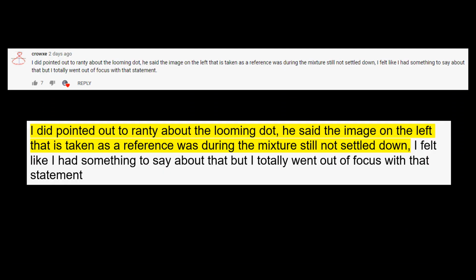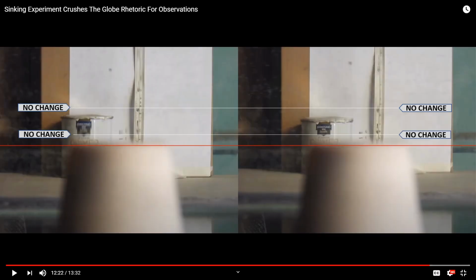But this comment by Crozy on Blue Marble's channel gives us a clue. And he says, "I did point out to Ranty about the looming dot. He said the image on the left that is taken as a reference was during the mixture still not settled down." So if the mixture hadn't settled down, that could explain why we see a refraction difference in this area. And when I play Ranty's video, you're going to see these objects wobble up and down.